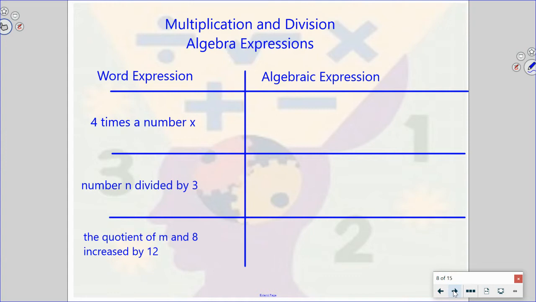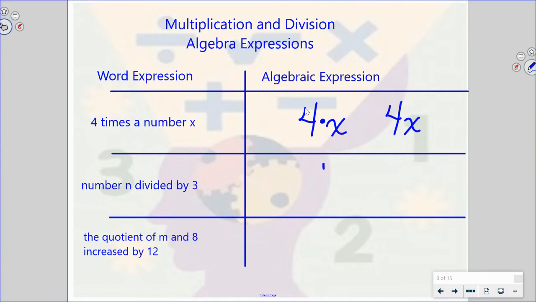Focus today is turning verbal or word expressions into algebraic expressions. Algebraic expressions will have numbers, will have symbols, and will have variables as well. 4 times a number x. No need to write the dot in there. You may if you wish, but we're going to use that so often we will not use the dot.